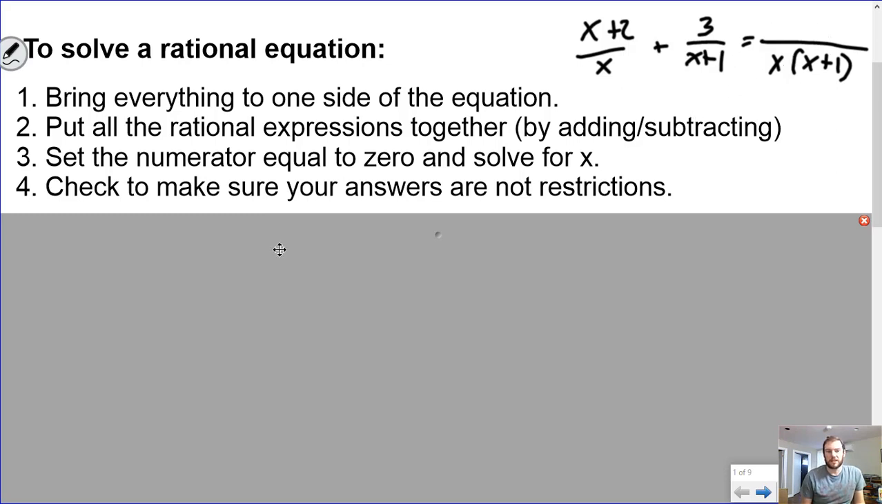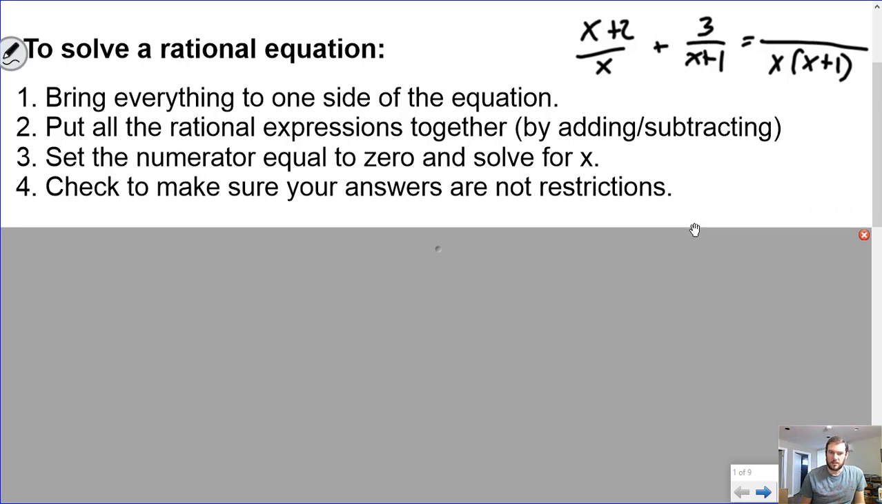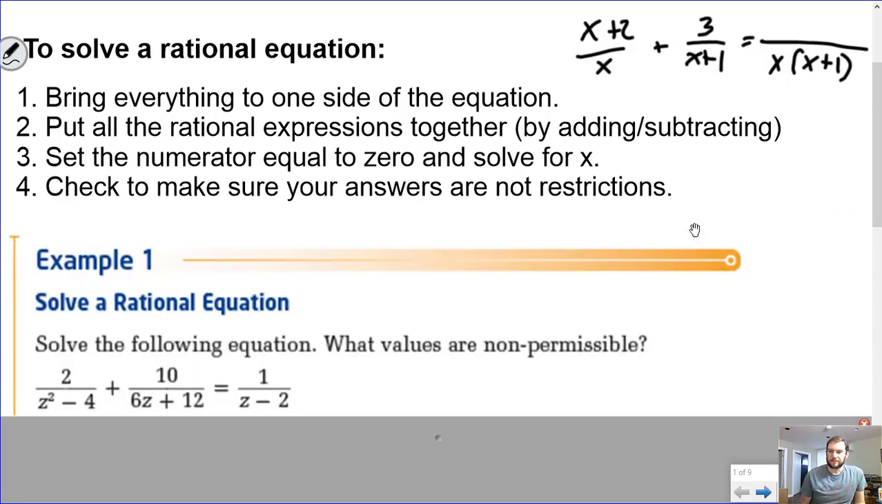Once we have an answer, we have to go back to make sure our answers are not violating any restrictions. Because with fractions, there are rules. We can't have a denominator of 0. So if one of our answers gives us a denominator of 0, we have to make sure that we're checking that. So let's take a look.